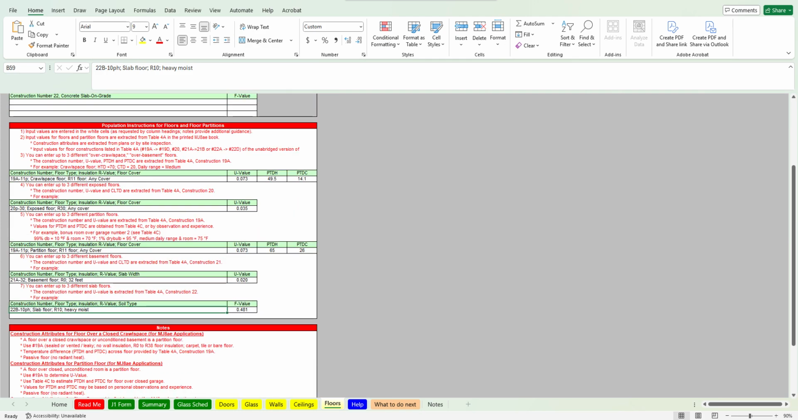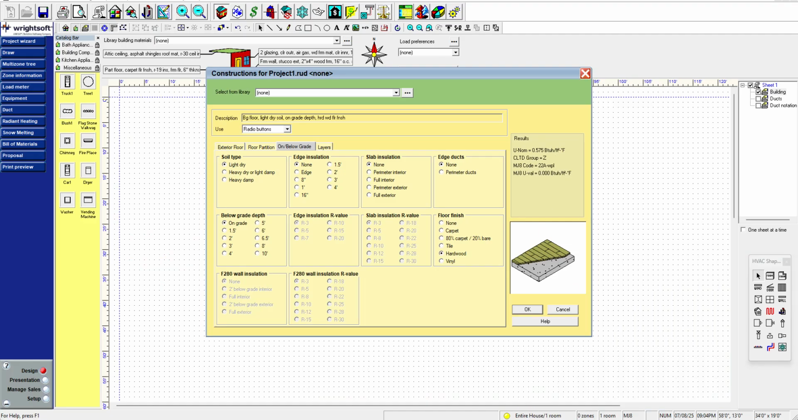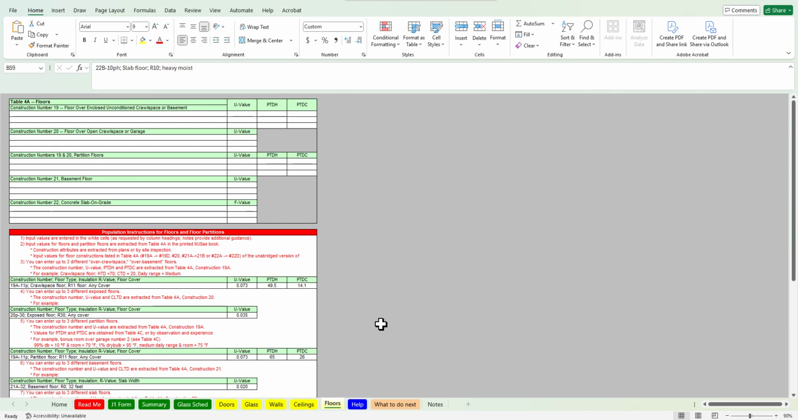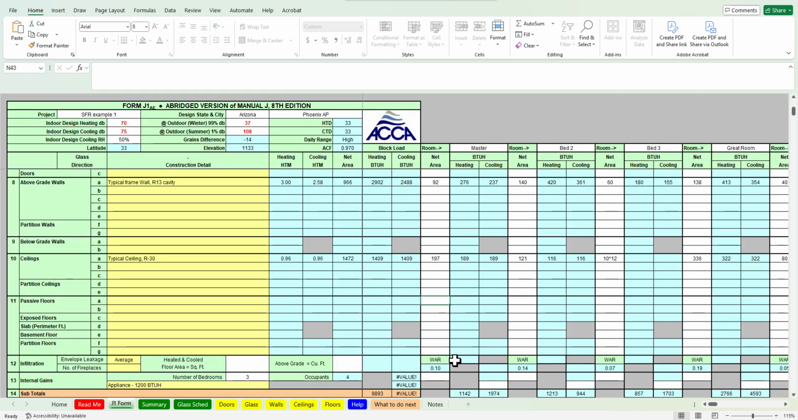So I will use this higher number here, this 0.575, to be conservative, meaning that I'm going to assume that a decent amount of heat actually does leak through. We'll call this typical Phoenix slab on grade. All right, let's go back to our J1 form.